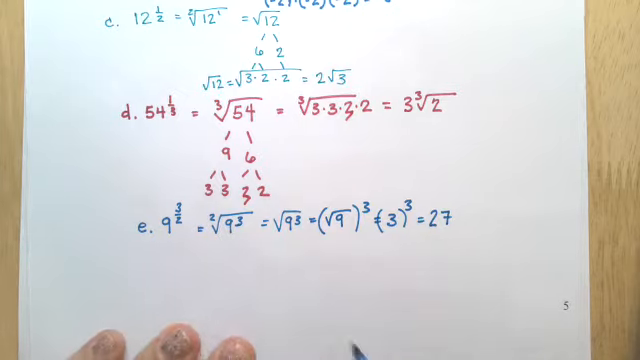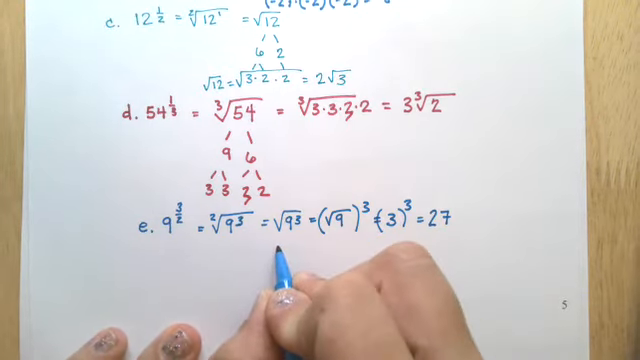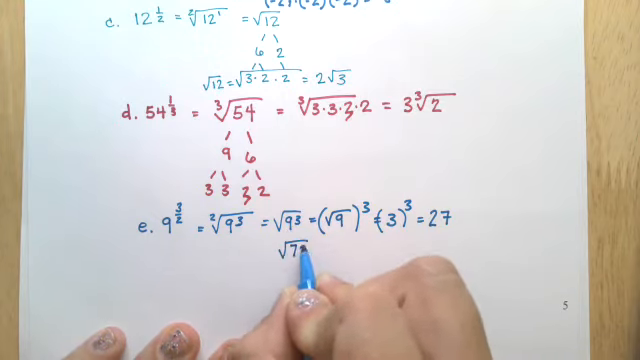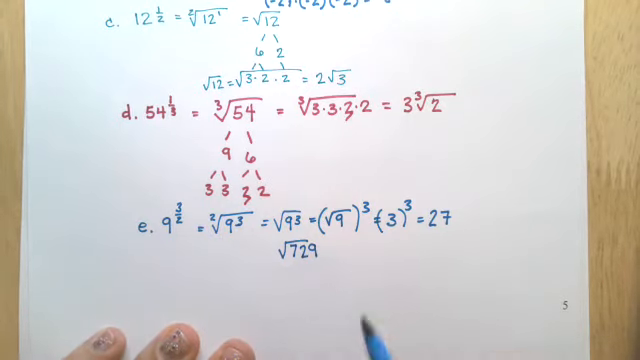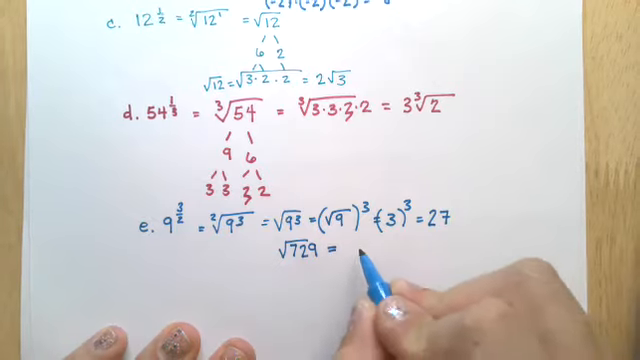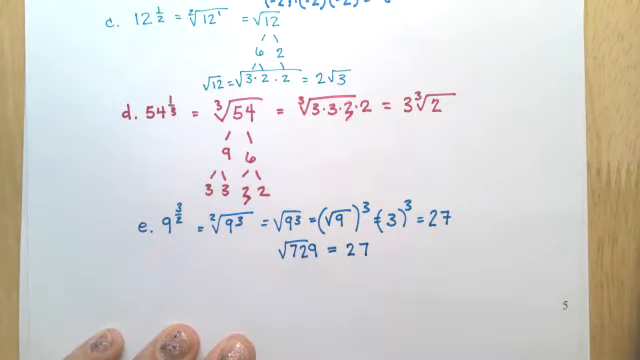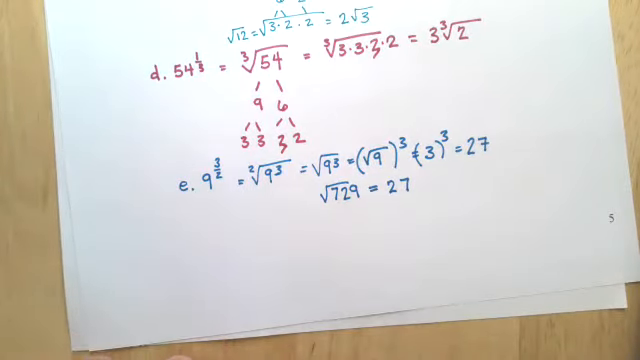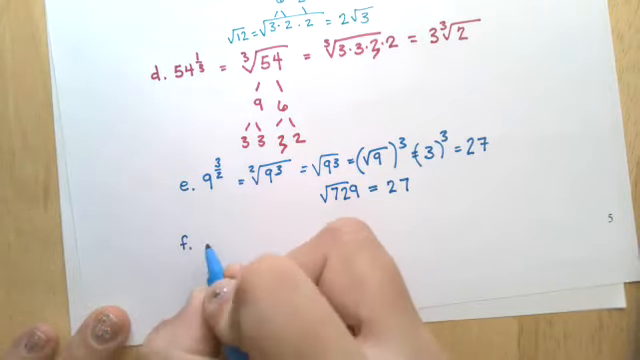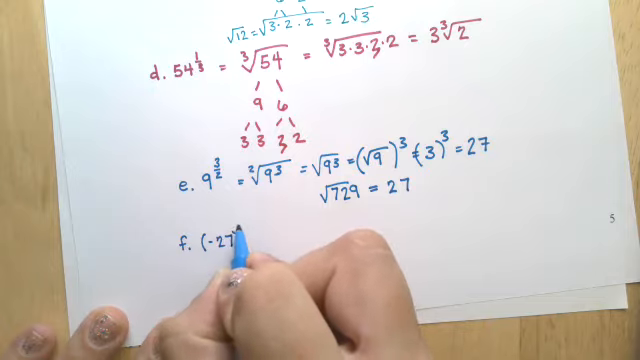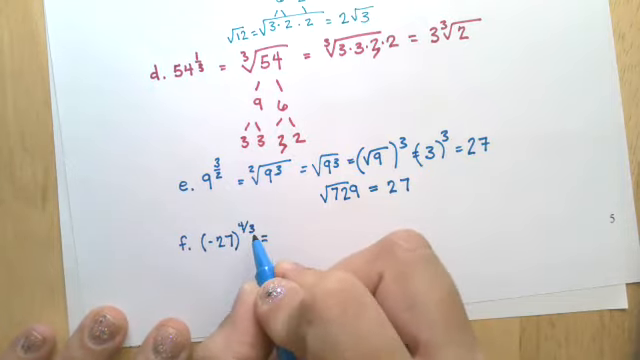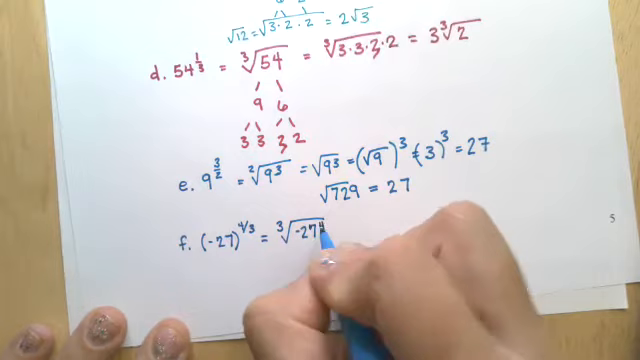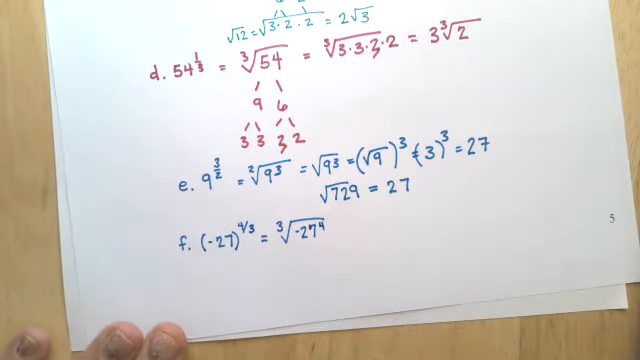You can do it the other way too if you want. Square root of 9 to the 3rd power, 9 to the 3rd power is 729. And you square root 729 is 27. So either way. Letter F. -27. 4/3. The 3 goes here. The -27. 4 goes there.